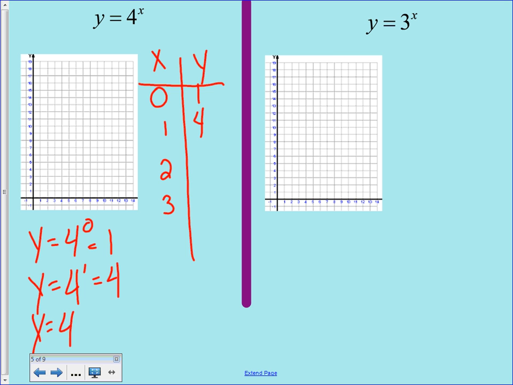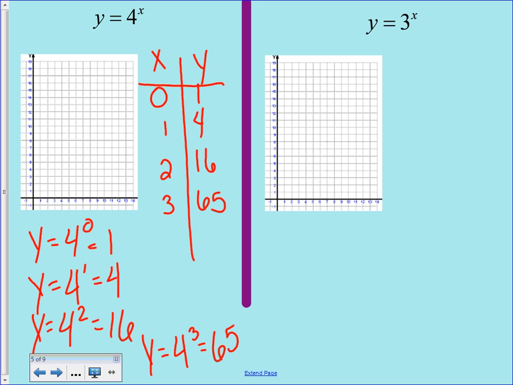Next, 4 to the second power is 16. And last but not least, 4 to the third power gives us 64. So let's plug in what we can here to at least get a general shape. It's going to be kind of like a ski slope going up. That's what it's going to look like.